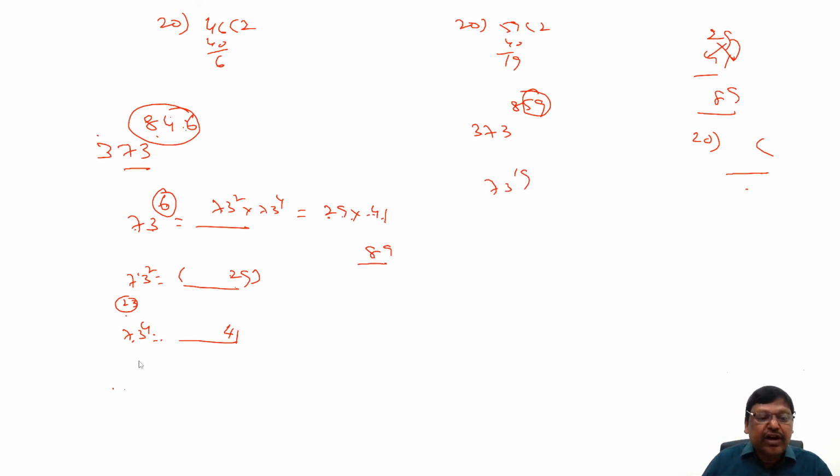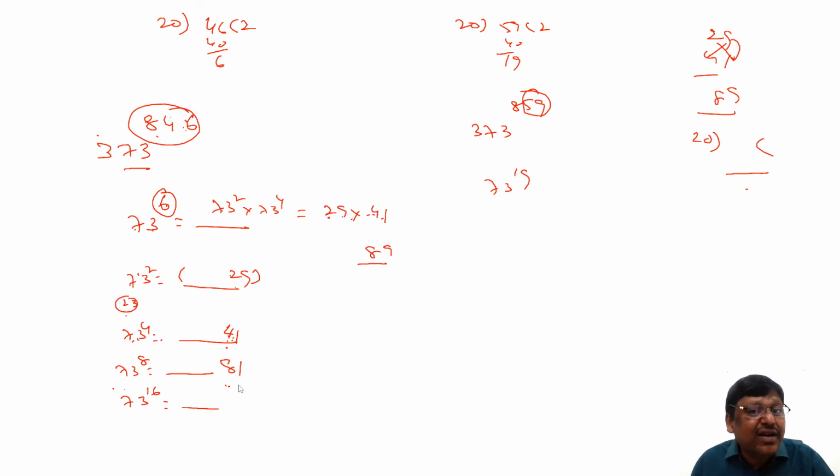Let me continue this. 73 power 4 ends with 41. 73 power 8 will be 41 square. 41 is 9 less than 50. 9 square is 81. 73 power 16 means how much? Now 81 means I have to refer to 100. 81 is how much less than 100? 19. 19 square is 361. 61 is the last two places.